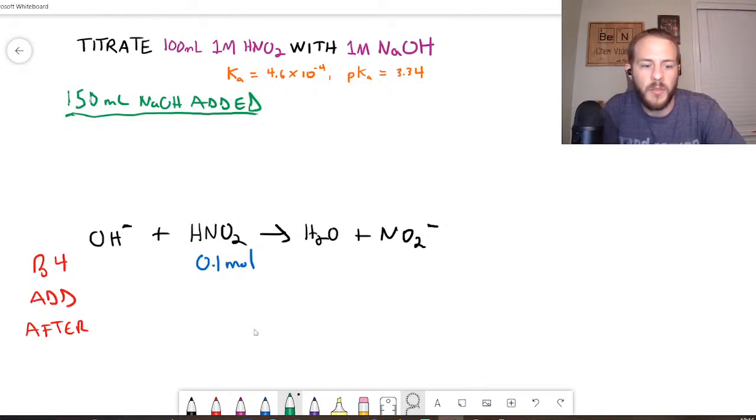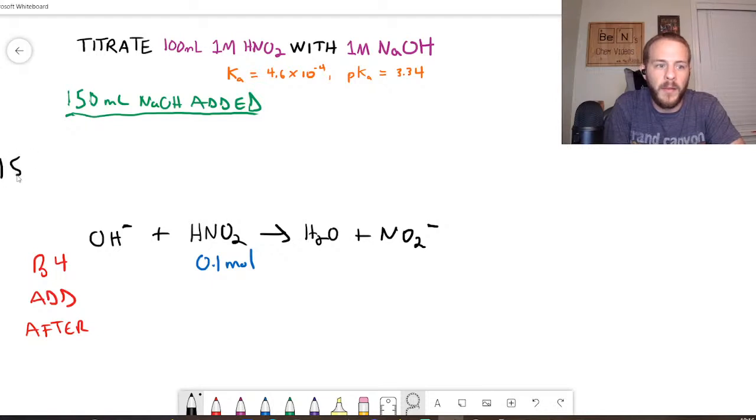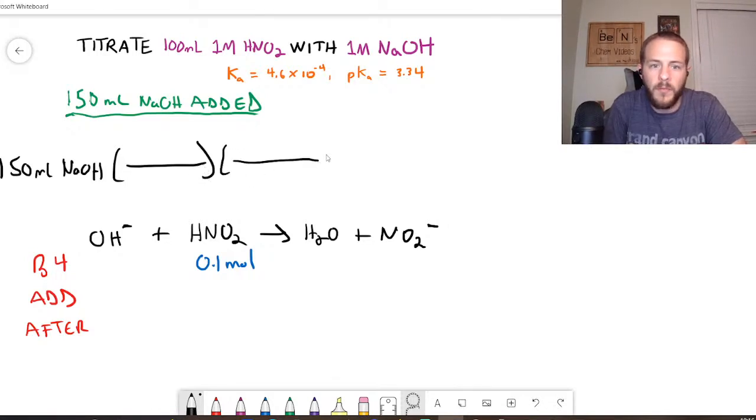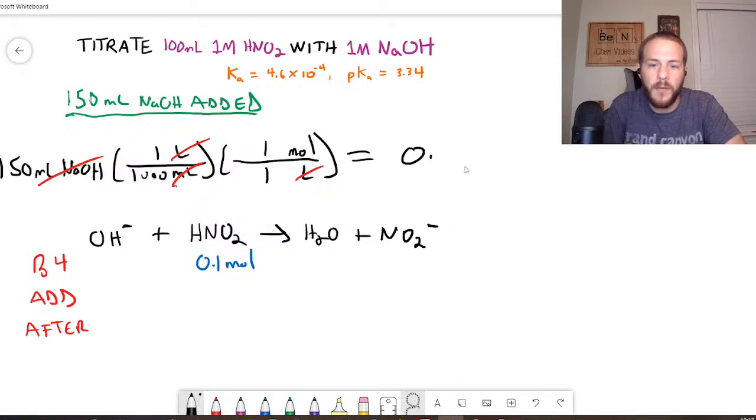150 milliliters. So, again, we're going to take that 150 milliliters of sodium hydroxide and convert it into moles using that two-step conversion, in which we convert from milliliters to liters and then from liters to moles. There are 1,000 milliliters in 1 liter. There is 1 mole in 1 liter of this 1 molar solution. So the units cancel, and we end up with 0.15 moles of sodium hydroxide.